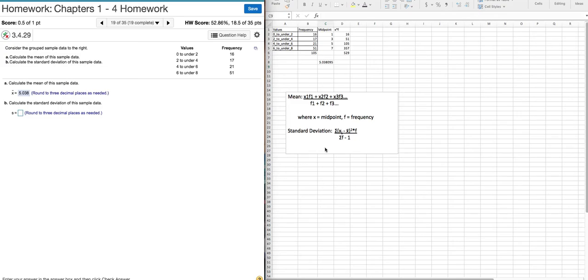So for standard deviation, what we'll need to do is take the difference between each observation here, which is the midpoint x, and subtract the x bar, which is the mean that we calculated here, the 5.038. So in this column here, we're going to do basically the midpoint x, and I'll just say MP for midpoint. I'm going to subtract the mean, which is x bar.